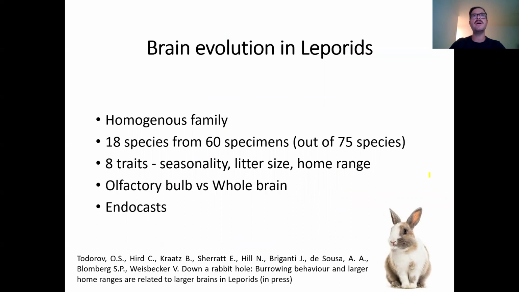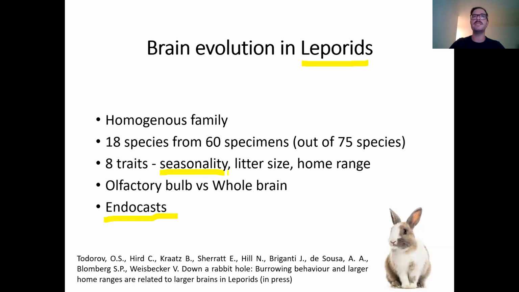In the last part of this presentation, I'm going to mention a few words about a study that I did on a smaller phylogenetic group, the leporids. So they're a very homogeneous family. They all have very similar shapes and very similar life histories. I collated a data set of 18 species obtained from endocasts, and this comprises around 25% of all the species in the family. I collected 8 different traits, among which seasonality, litter size, home range, so I could test most of the brain evolution hypotheses.